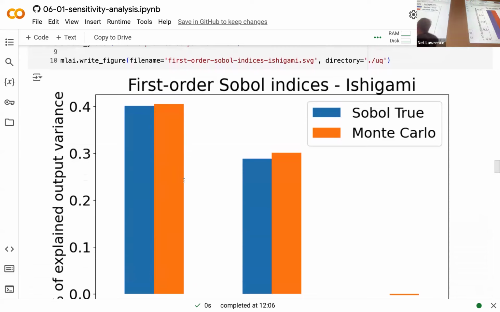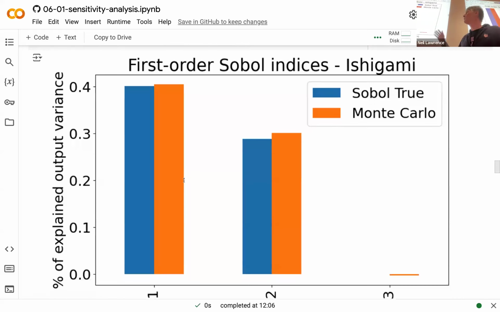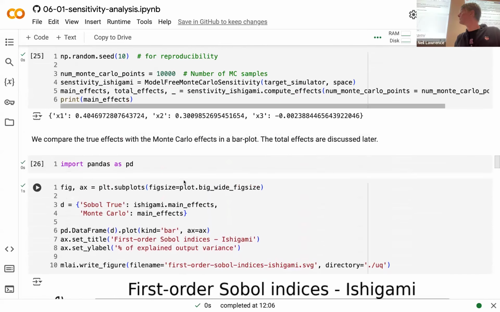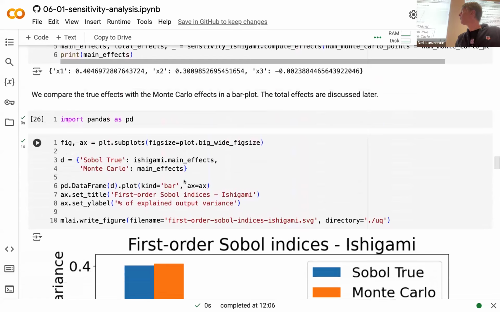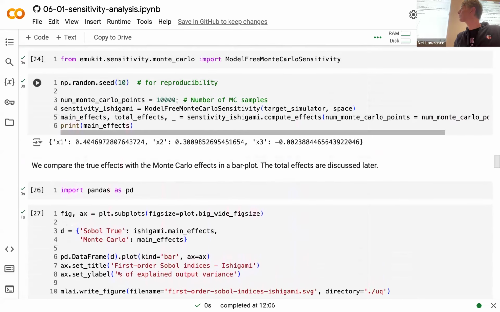Because it's Monte Carlo, the third effect is not quite zero. But the other two, you can see the slight error between the truth and the Monte Carlo estimate. Now, that's computed with, what do we say? 10,000 samples, right? So that's quite a lot of samples.